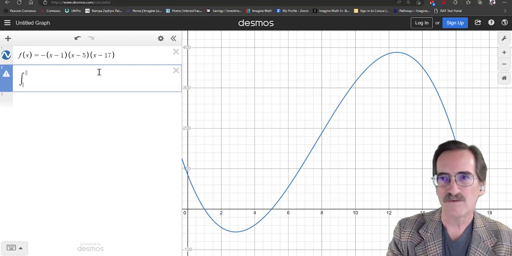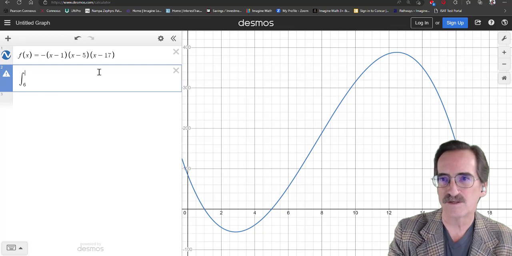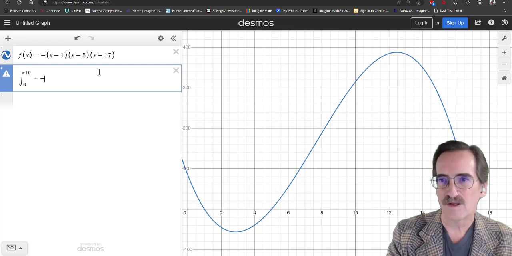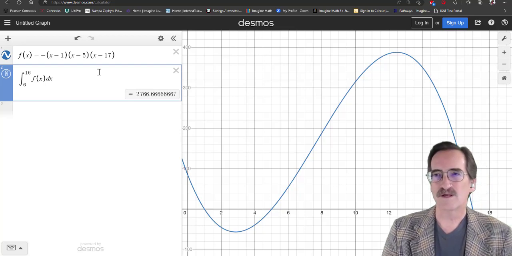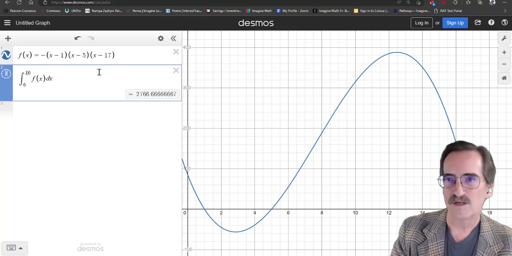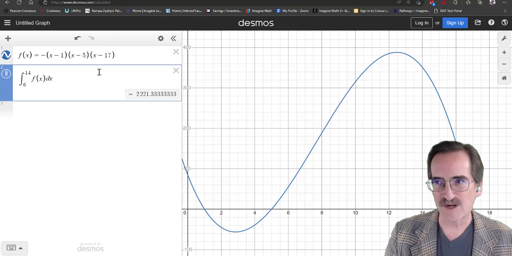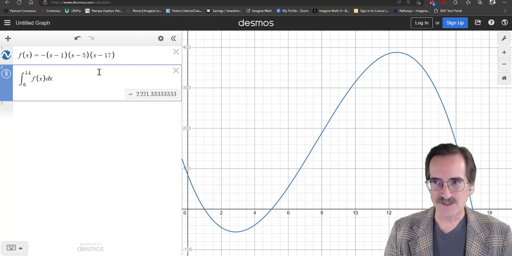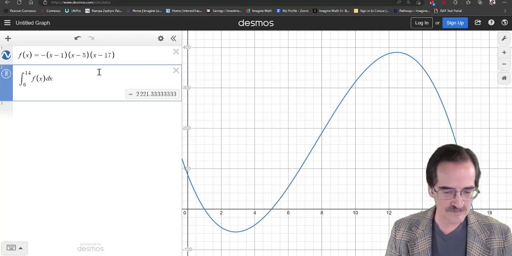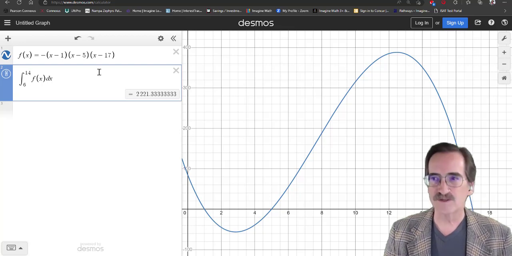I can do this numerically using my Desmos calculator, 6 to 16. You just type INT, and that creates the sigma letter for integration. 6 to 16. Actually, I'm just going to do f of x dx, okay? And we can get an approximation here. And actually I'm going to do it from 6 to 14 because we need an even number. Now, one of the restrictions about Simpson's rule is that it needs to have an even number of intervals, okay?